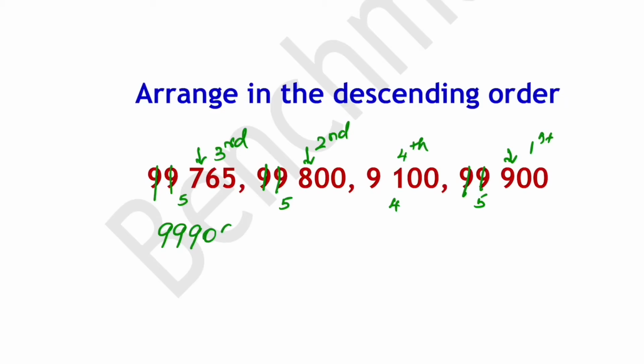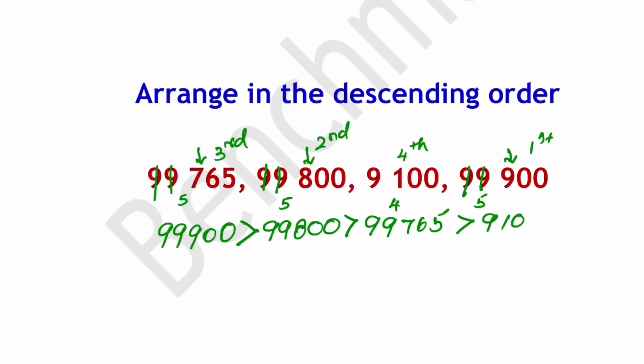99 900 and then 99 800. So now this is the sign. Open end towards my left hand side. And then 99 765 and finally 9100. Not necessary to read the numbers in full. Apply the rule.